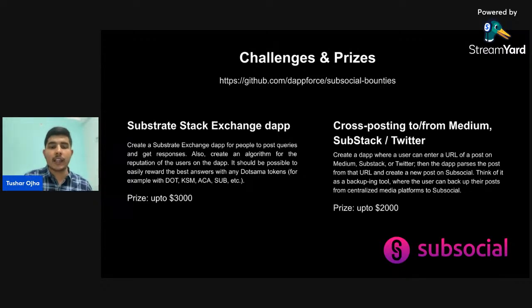Think of it as a backing up tool where users can back up their posts from centralized media to decentralized media. A lot of people are still using these centralized blogging platforms, Twitter for microblogging or Medium for creating long form blogs, but these all are centralized. You never know when your content goes away. So we are asking you to create a dApp where you just enter a URL and all the content you have posted on Medium and on these sites gets parsed onto a Subsocial post, which stays there forever. So these are all the four challenges. We would love to see what you build.